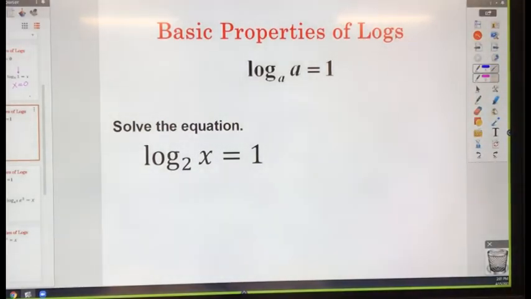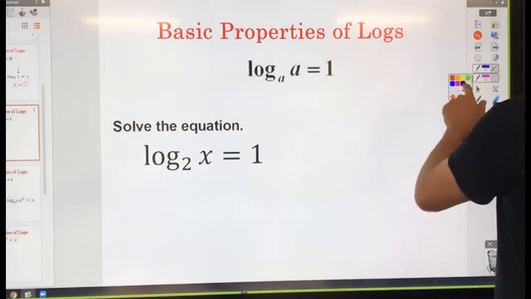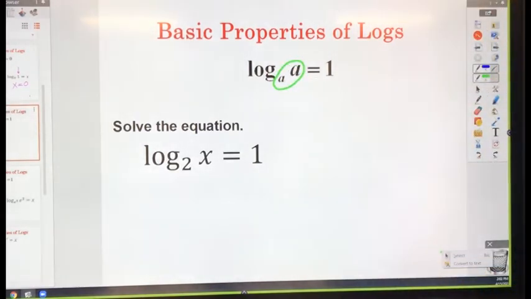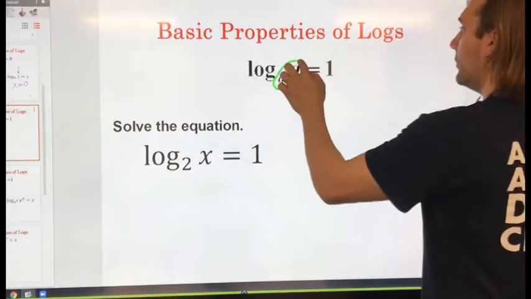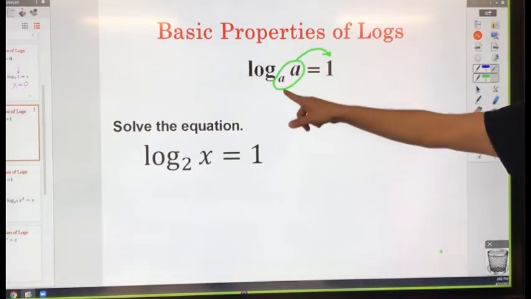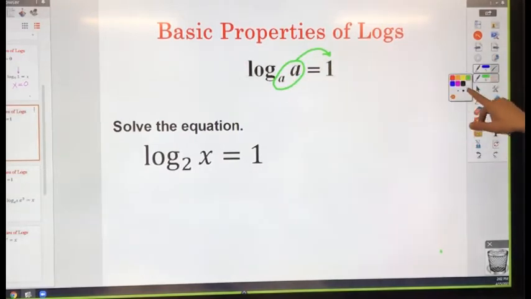Next, let's look at another property. Log base a of a. So I'm looking to see if these are paired up as the same number. If that's the case, then my log will equal 1. So solve this equation. Log base 2 of x equals 1. The only way your log is ever going to equal 1 is if these are the same number. So what does x equal here?